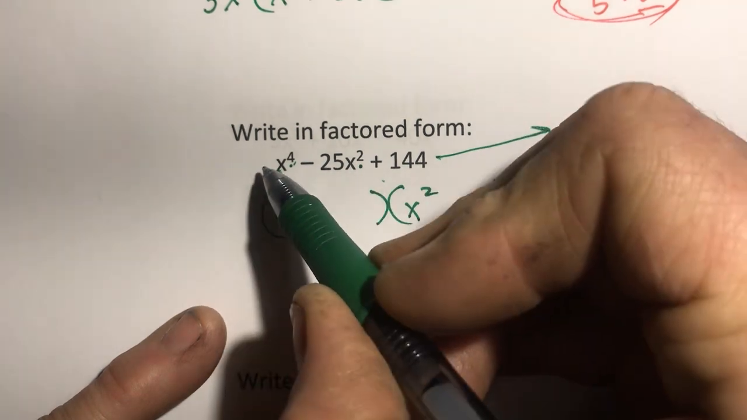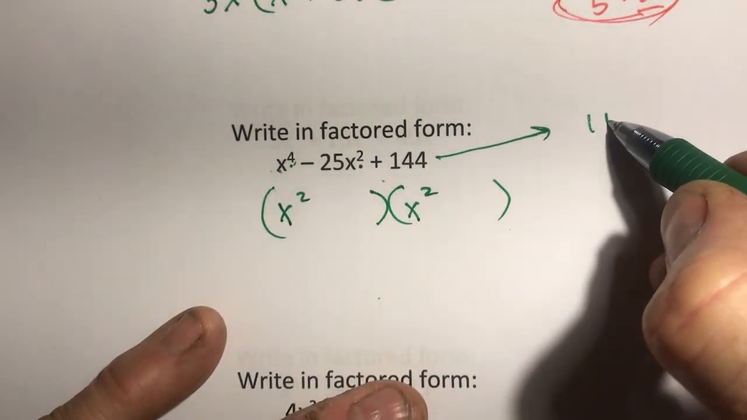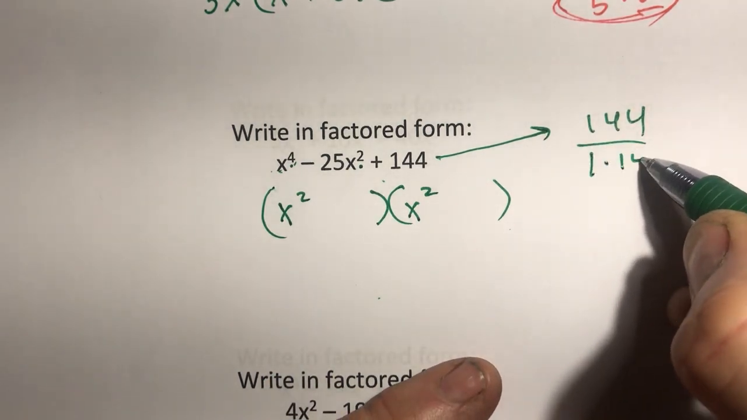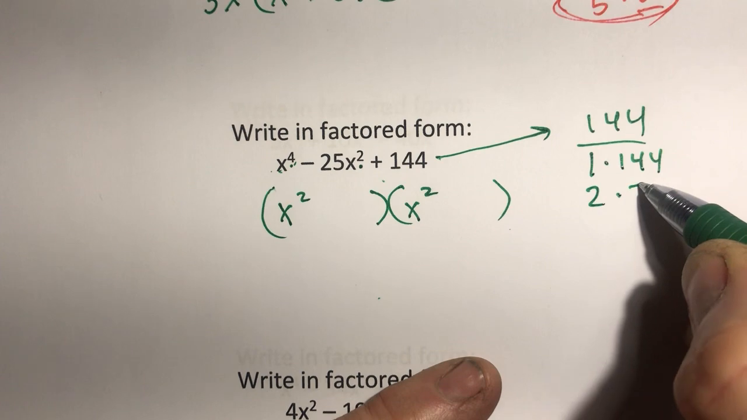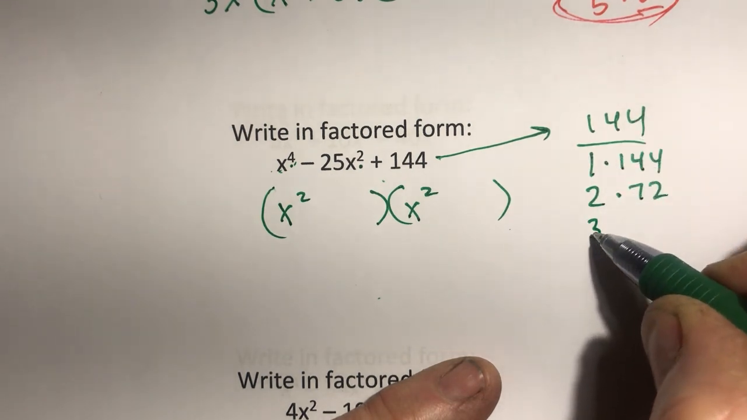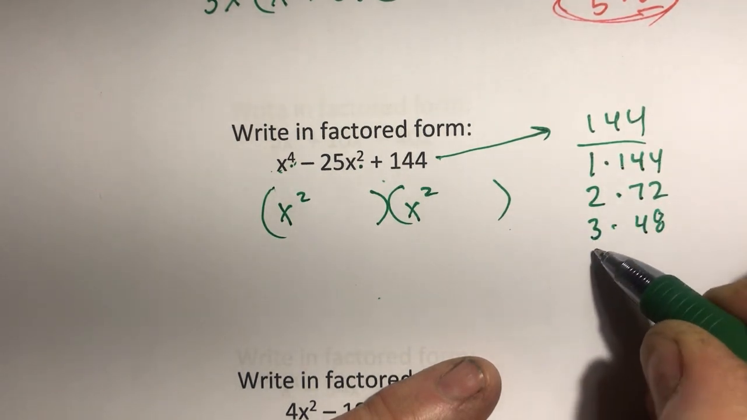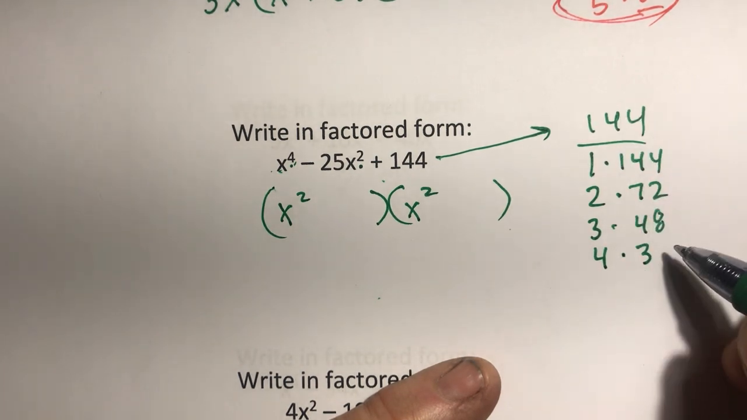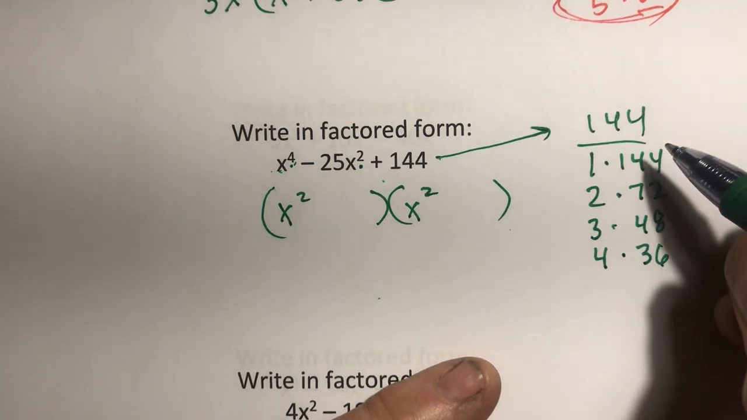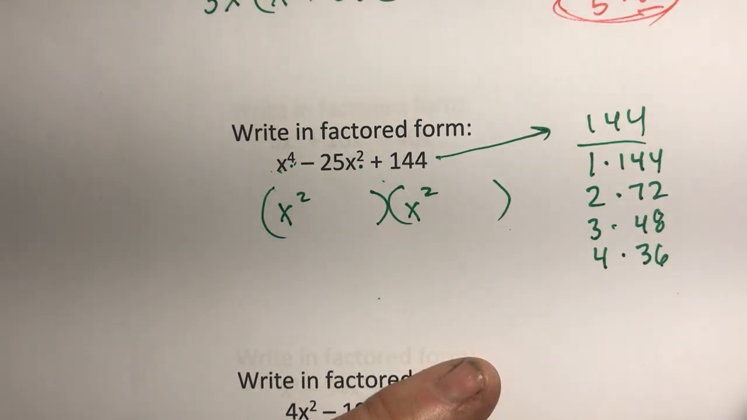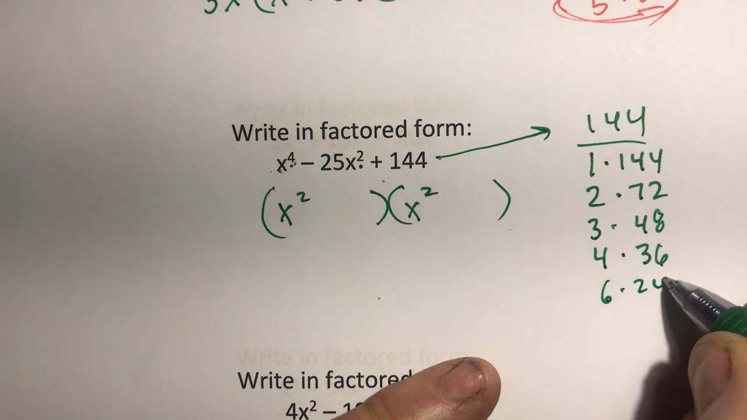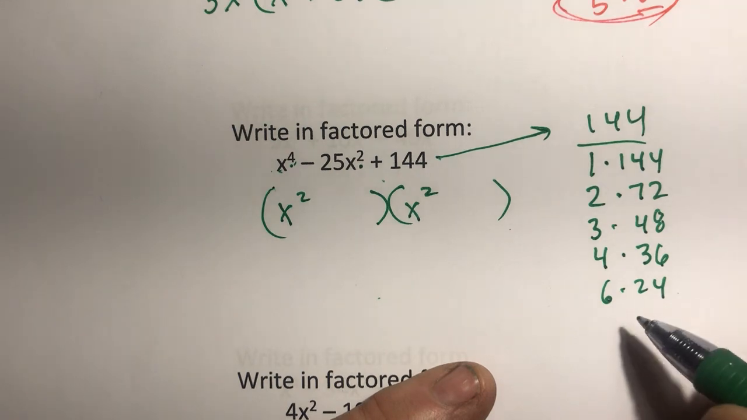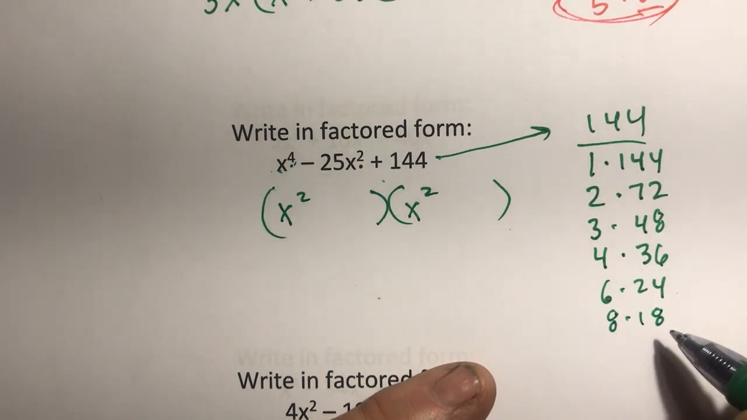We'll take this 144. Since there is a 1 in front, I've got to take my 144 and break it down every which way possible. So 144 divided by 1 is 144. 144 divided by 2 is 72. 144 divided by 3 is 48. 144 divided by 4 is, let's see here, 36. 144 divided by 5 is a decimal. 144 divided by 6 is 24. 144 divided by 7 is a decimal. 144 divided by 8 is 18.